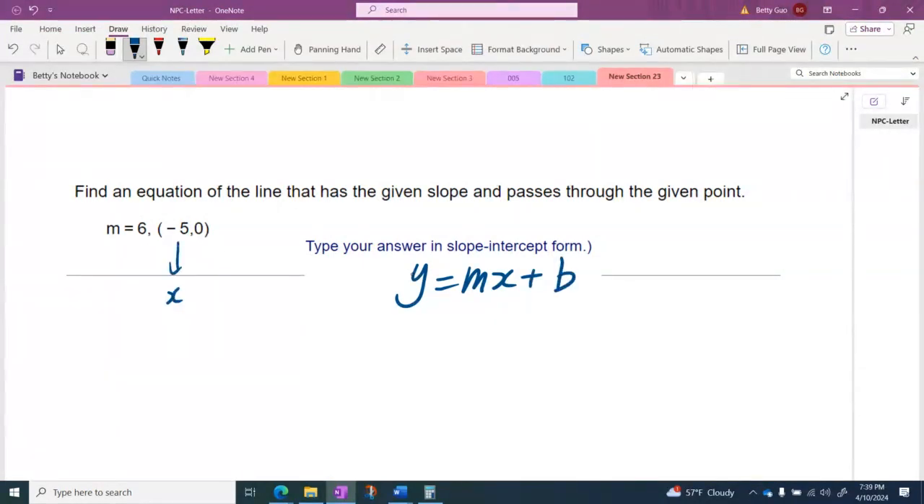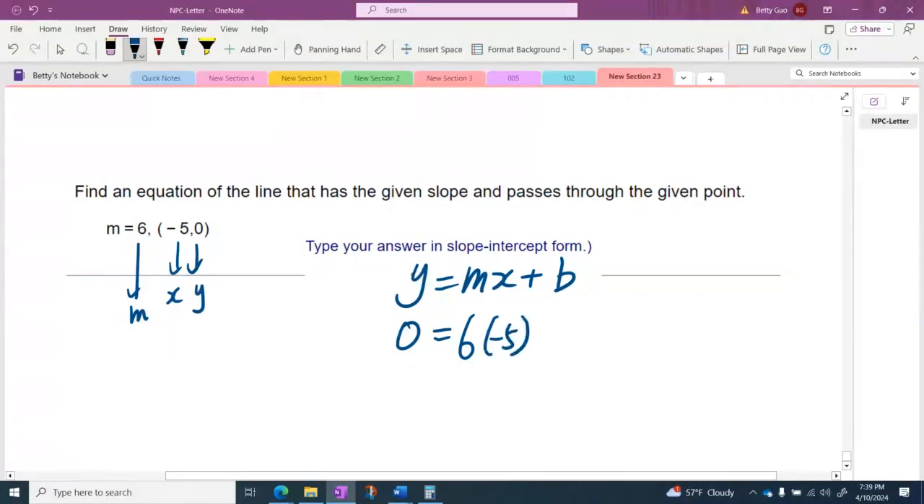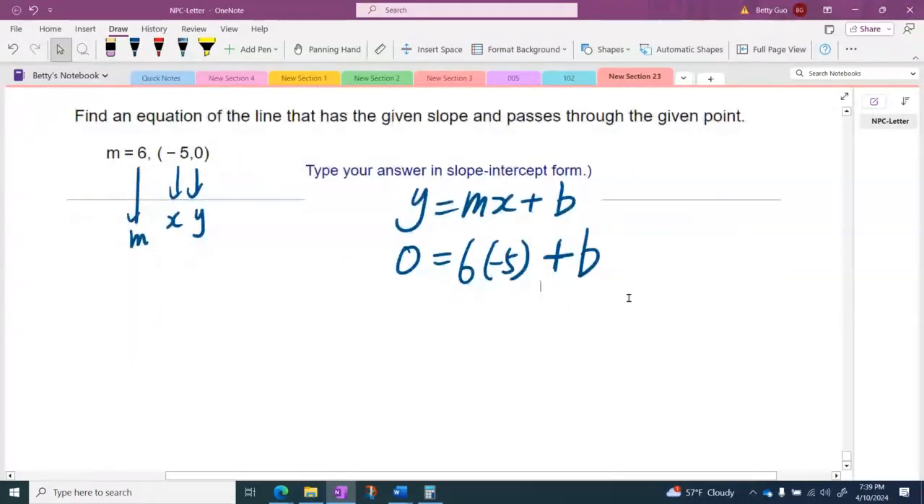This is x. You're gonna plug in x equals 95. You're gonna plug in y equals 0, and you plug in m equals 6. So y is 0, m is 6, x is 95. We keep b here. B is gonna be the only unknown in the equation. Let's solve the equation for b.